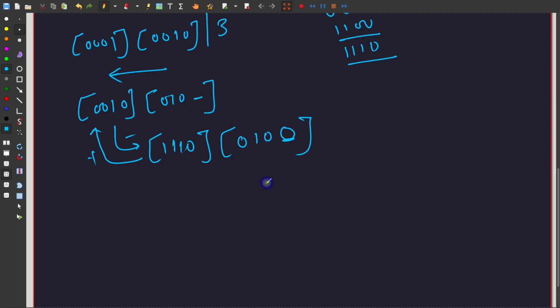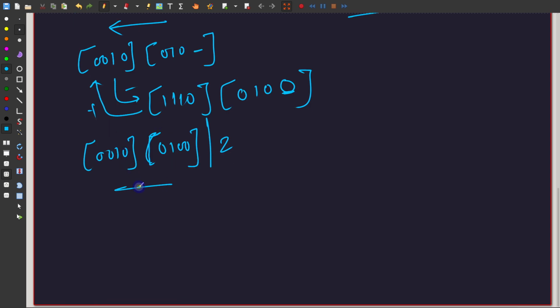And since it performed restoring, it has to put a 0 here, and so the state now is, sorry, not 1110, whoops, that's my mistake. So the final state is 0010 followed by 0100, and we say that now we have two iterations to go. Awesome, let's keep going. Perform a left shift again.